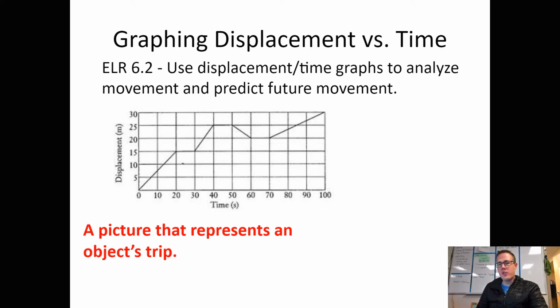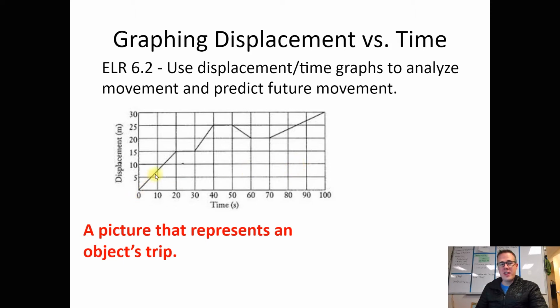6.2 is all about graphing displacement versus time, whereas before we were just calculating it to find velocity, and we also did speed at the same time. The whole point of this is to be able to make a picture that represents some object's trip, and that picture is a graph.